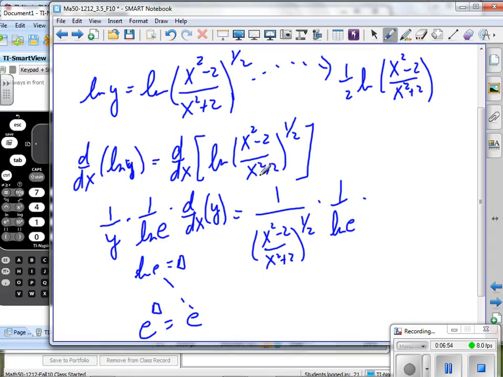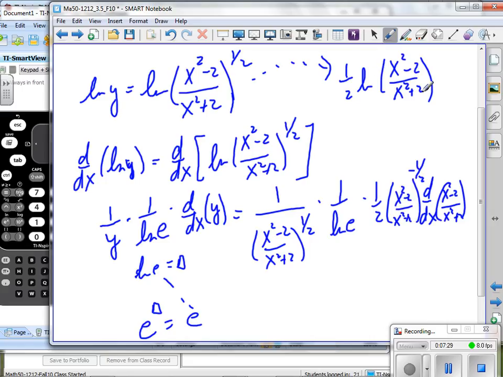Now, this is another composite function. This inside here. So you've got 1/2 this quantity to the negative 1/2 times the derivative with respect to x of that quantity, x squared minus 2 divided by x squared plus 2. This now is going to require you to use what? Quotient. Yeah, so you've got a couple of things to do here.